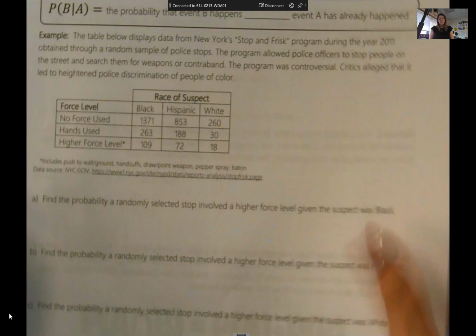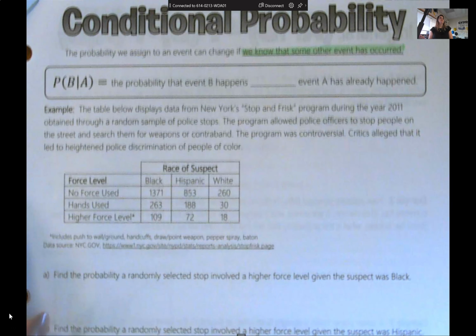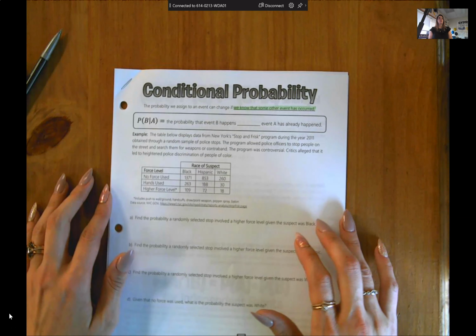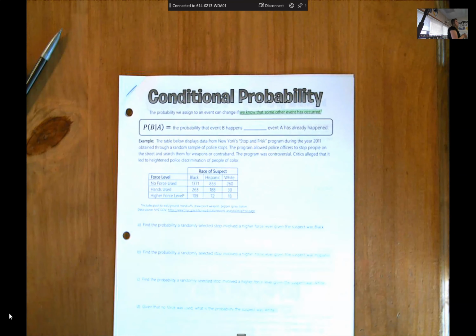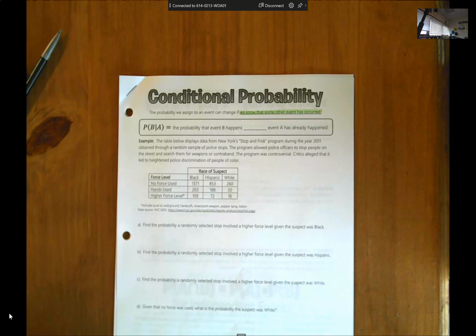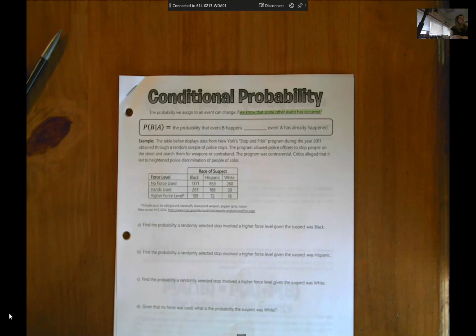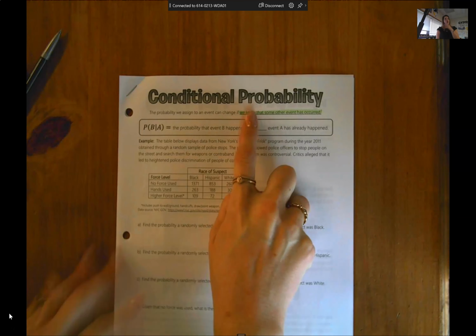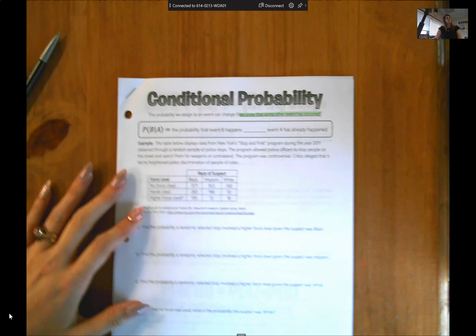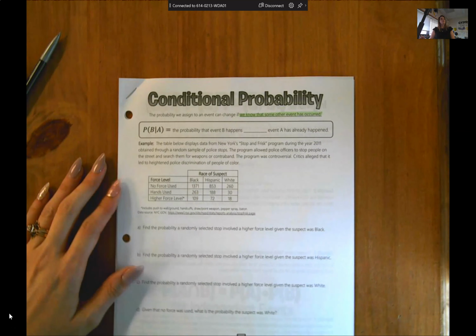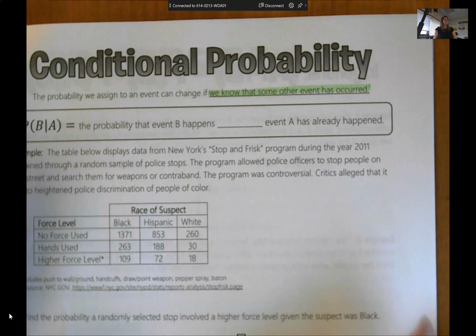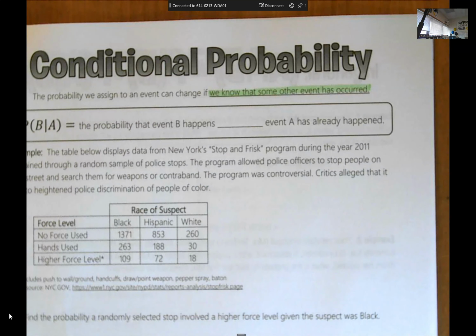There we go. Okay, so I think you guys already have an intuitive understanding of conditional probability. So conditional probability is the probability that we assign to an event, or the idea that the probability of an event can change if we know that some other event occurred. So I highlighted that your probability of an event can change if you know some other event occurred.